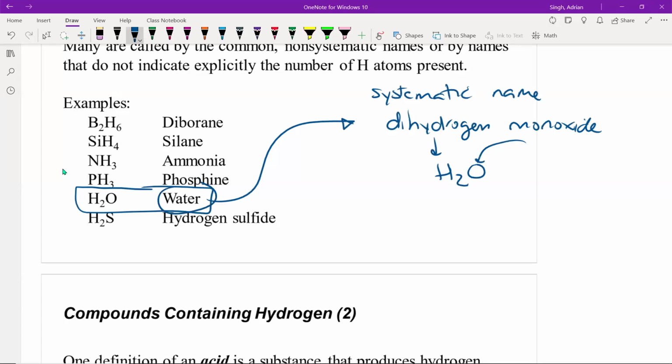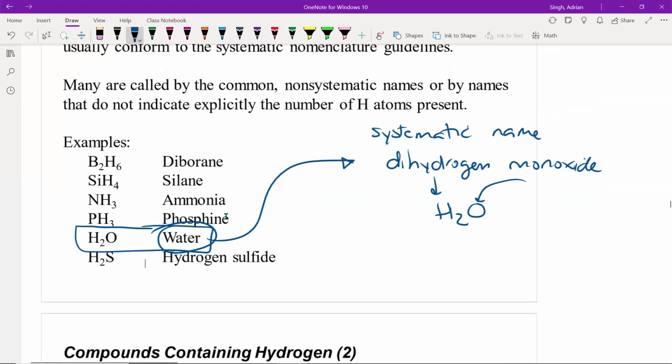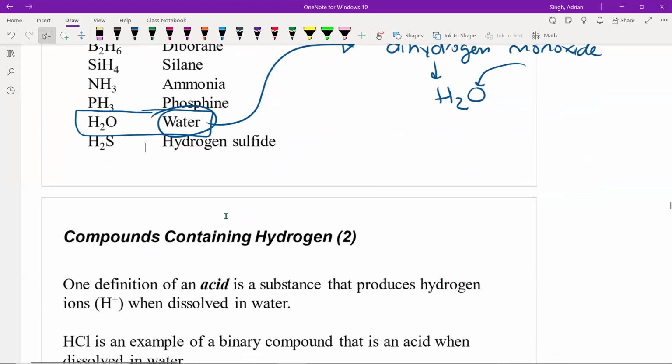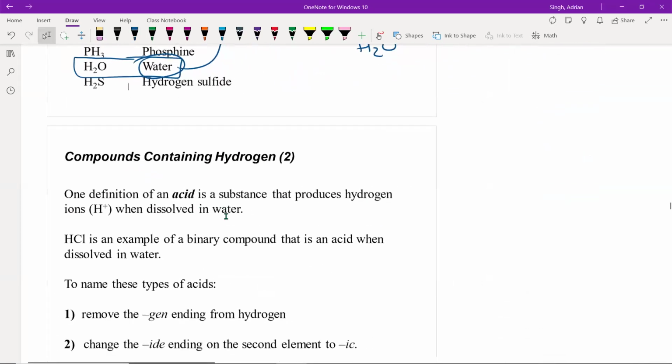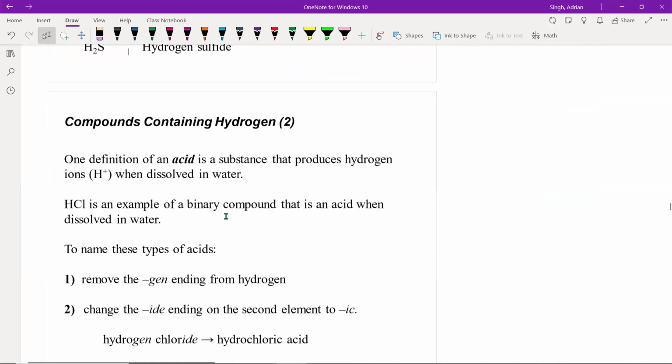But we call it H2O. That's the common name for it. And in some cases, the common name is preferred just because we use it all the time. So H2O is an example, ammonia is another example, hydrogen sulfide. There are lots of these. We're not going to see a ton of them, but there are a few that we're going to see a lot of the time.